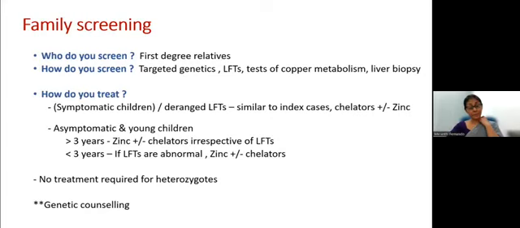Family screening is part and parcel of the management of Wilson disease. You really need to screen the other children. I'm sure you gathered that message from Dr. Padmapani's lecture. If you have an index case, please do screen the siblings and start them on treatment if they are diagnosed, because early treatment will prevent liver damage.